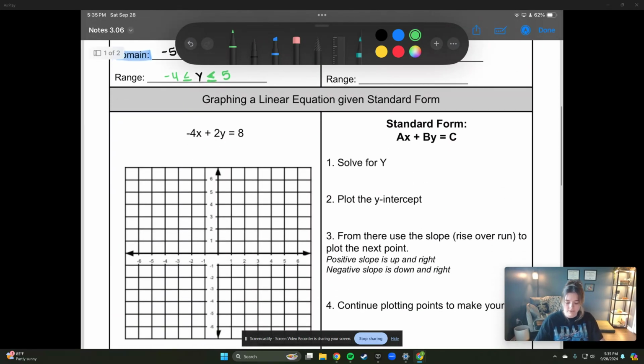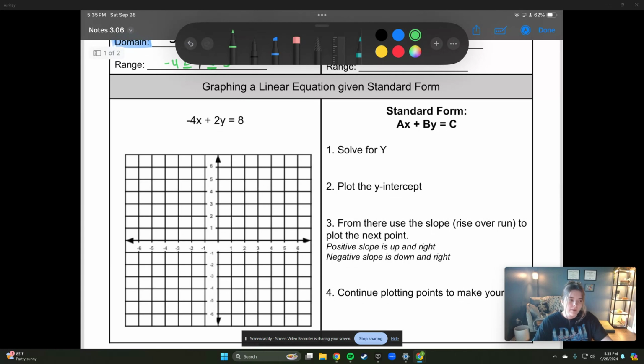So today we're actually going to talk about another way to graph linear functions. So for this, we're going to use standard form, which is ax plus by equals c. Okay, the first thing that you're going to do is you are going to solve for y. Let me go back to my other color. Solve for y. If you're solving for y, that just means you're getting y all by itself, completely alone.